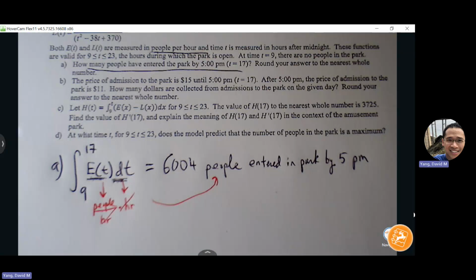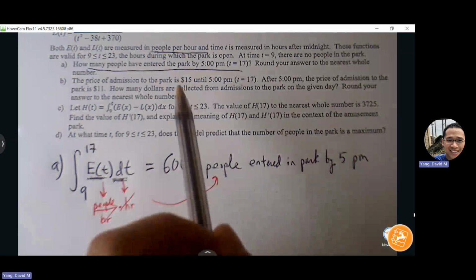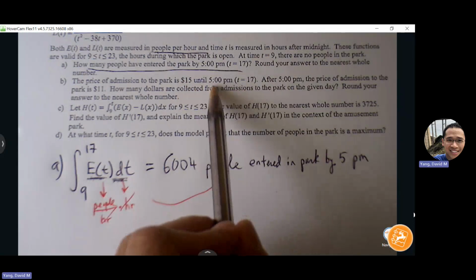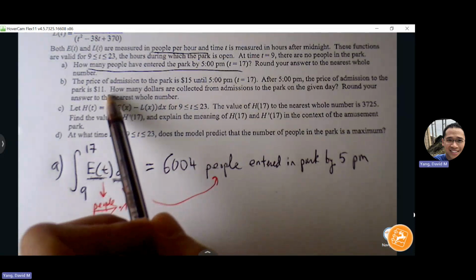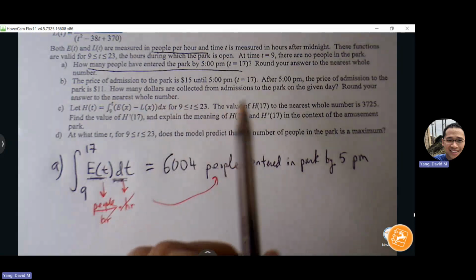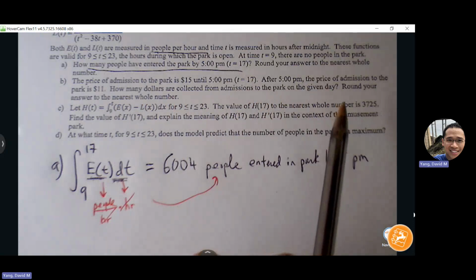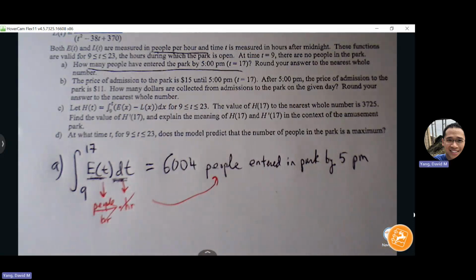Okay, questions so far? Part B: the price of admission to the park is $15 until 5 p.m. After 5 p.m., the price of admission to the park is $11. How much money is collected from admissions to the park on a given day? Round your answer to the nearest whole number.